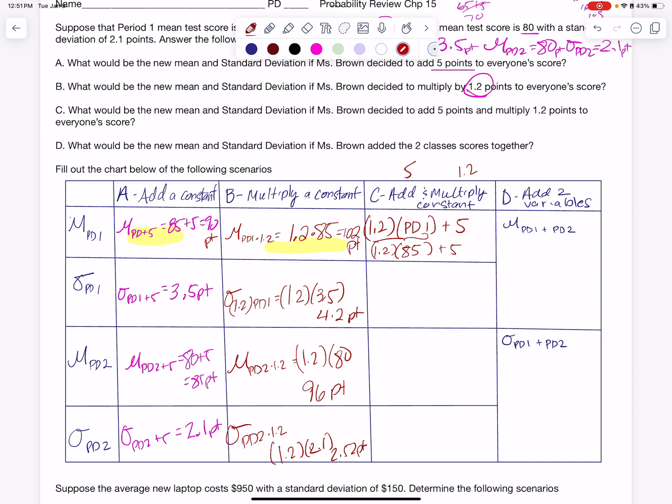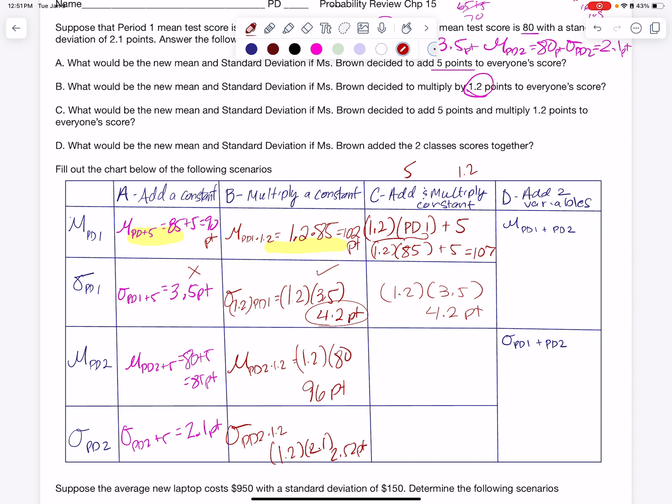So 1.2, of course, times 85, which we got 102 right here, and then add 5 is going to be 107. For this one, we noticed with adding the constant, it didn't change at all, just multiplying did. So here is going to be just 1.2 times 3.5, and that's going to be 4.2 points. Noticing with standard deviation that adding it just shifted it, but multiplying it did change it indeed, so that's why it's going to be 4.2.